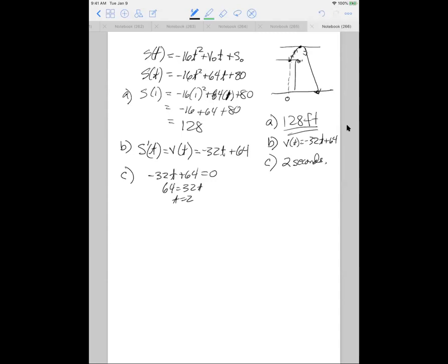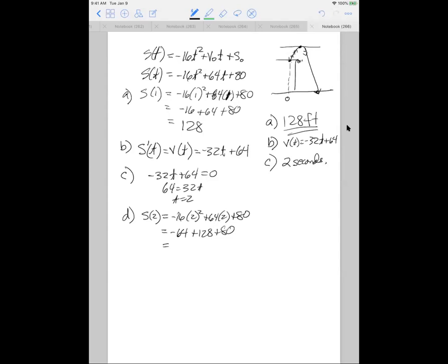Okay. The next question is, how high does it get? Well, how high is it at 2 seconds? What is S at 2 seconds? It's S of 2. S of 2 equals negative 16 times 2 squared, plus 64 times 2, plus 80, which is 4 times negative 16, negative 64, plus 128 plus 80. That is equal to what?